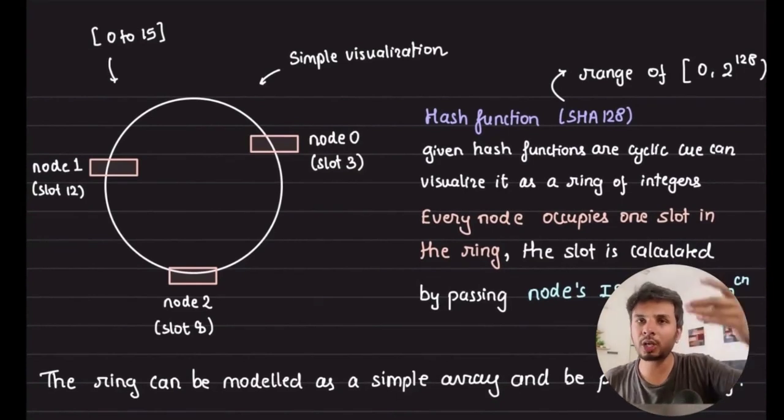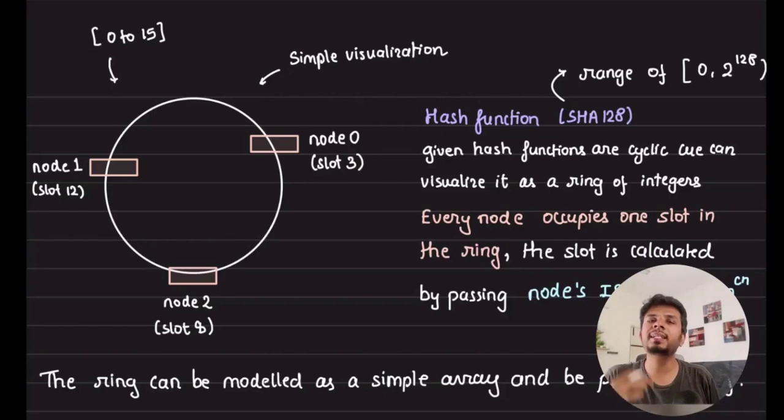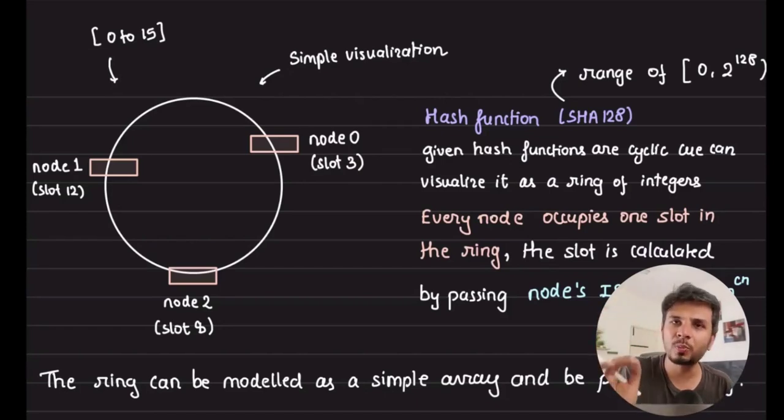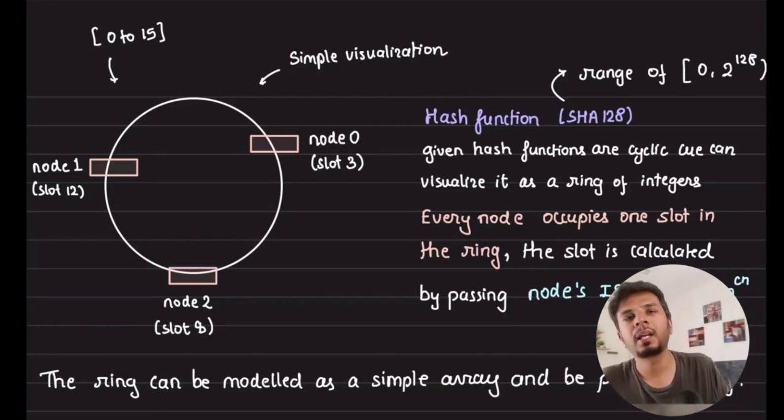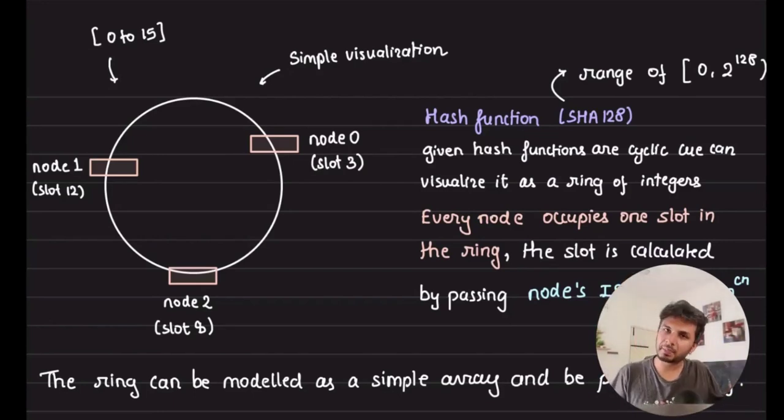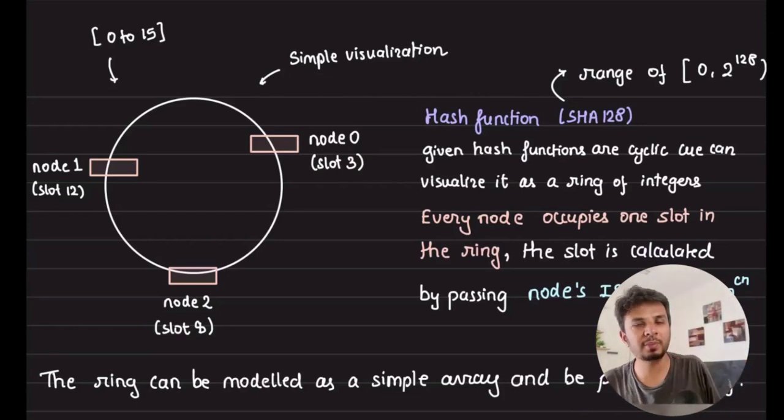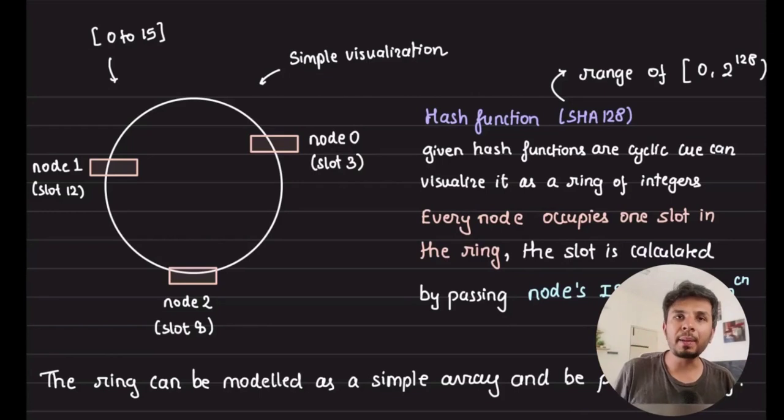Obviously we will not take that huge a range as an example. We take a smaller range, say 0 to 15, which is 0 to 2 raised to power 4, a small example to understand it. We have the exact same hash function that we saw before, but without the mod. That's the difference.